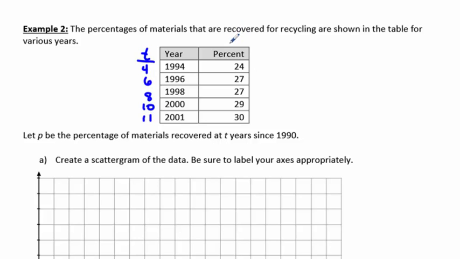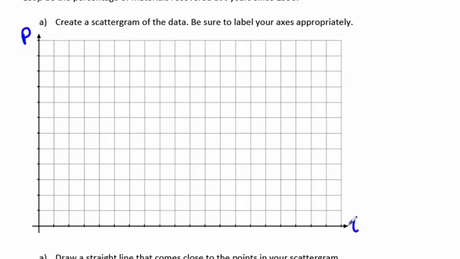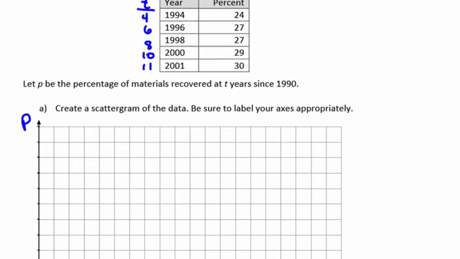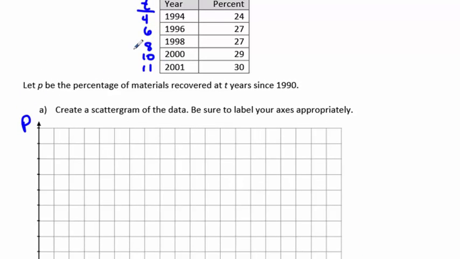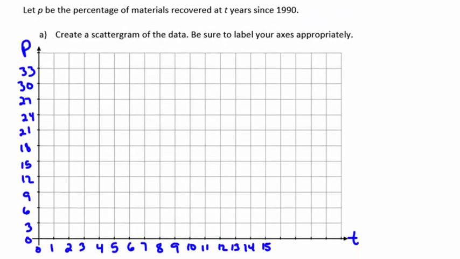The percentage that's been recycled is going to depend on the year. So we're going to use percent as our dependent variable and T, time, as our independent variable. A good scaling system for T would count by 1. These values are all close to each other and near 0, so it's going to count by 1. And we're probably going to need to count by 5s to get all of these to fit in, maybe 3. Let's check this out. If I count by 3, I should be able to get to 30. So a system that counts by 3 will fit on a grid this size. Let's go ahead and label those.